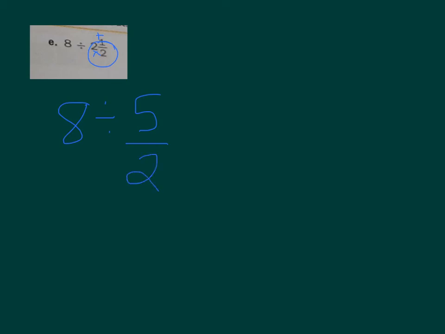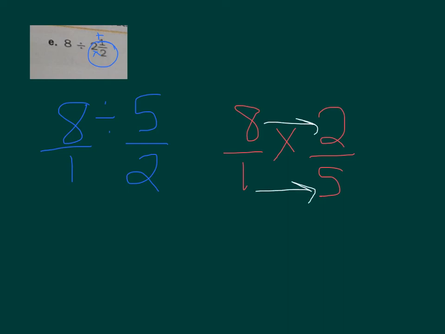So I can now divide these. I'm going to turn my 8 into 8 over 1 to make it into a fraction. And whenever I divide fractions, I am actually multiplying by the reciprocal. So I have 8 over 1 times the reciprocal of 5/2 is 2/5. So my next step is to simply multiply. I can't simplify these, so I'm going to multiply. 8 times 2 is 16. And 1 times 5 is 5.